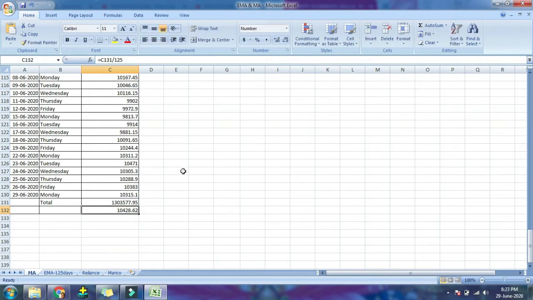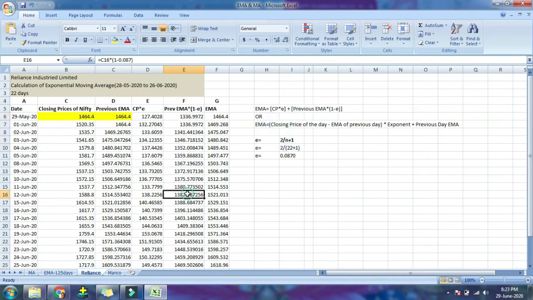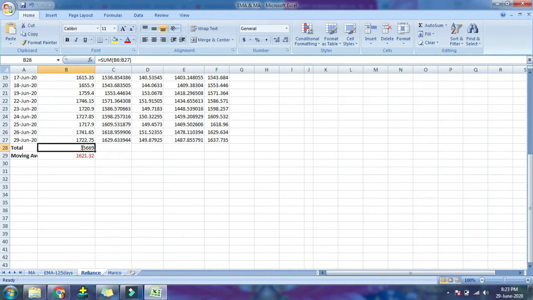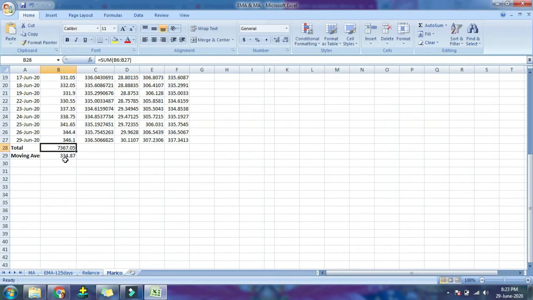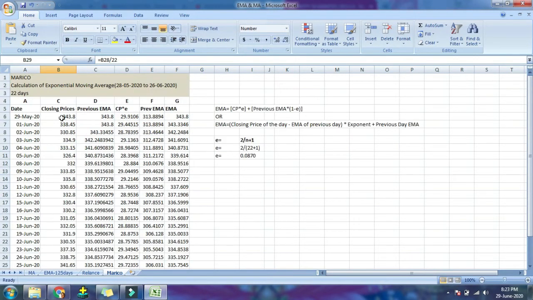Similar is the case with Reliance Industries. I have taken the sum and then divided it by the number of observations, that is 22, and the same is with Marico: the sum of the above closing values, divided by the number of observations. Now let's go to the chart.